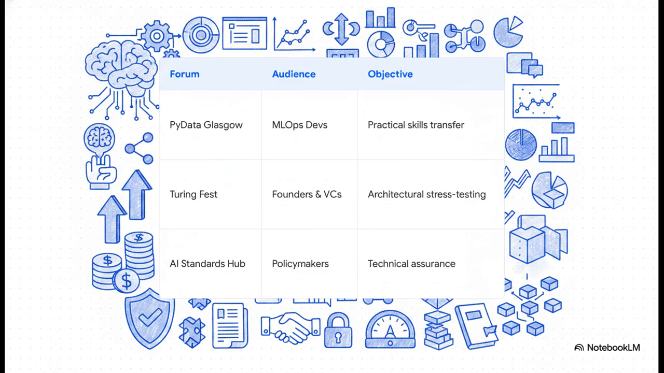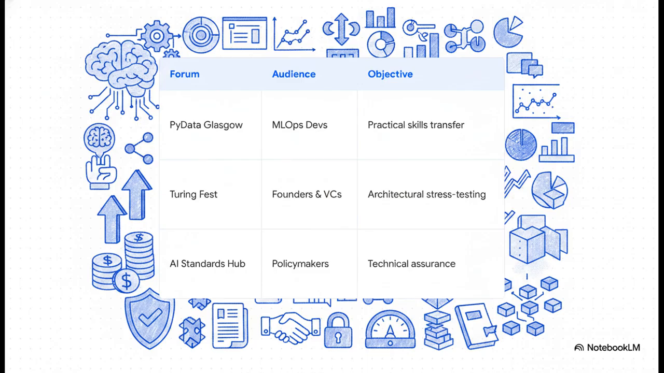First, you have grassroots developers at PyData Glasgow focusing entirely on practical skills, actively sharing open source tools to visualize embedding layers and debug attention drift. Then you step up to the capital and strategic layer at Turing Fest in Edinburgh. Access there is strictly vetted, limited to around 200 founders and 100 investors.